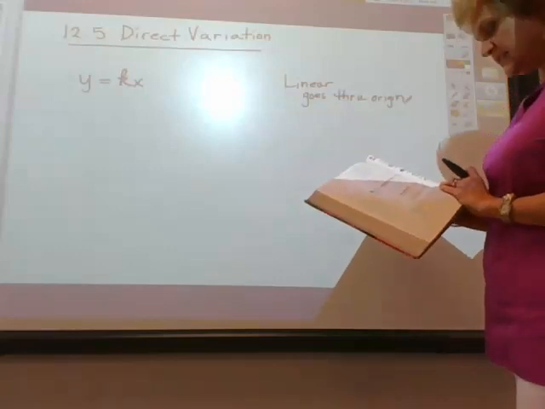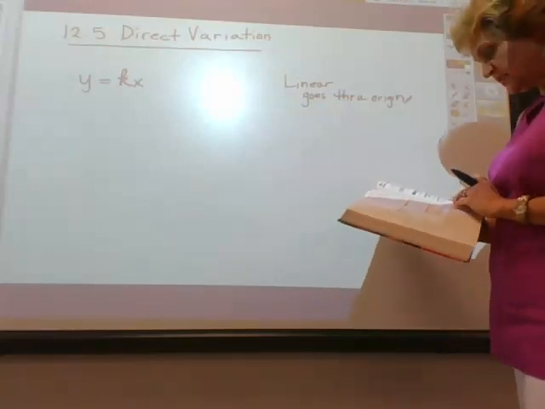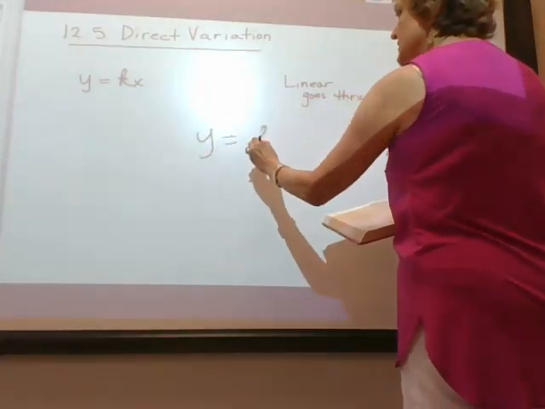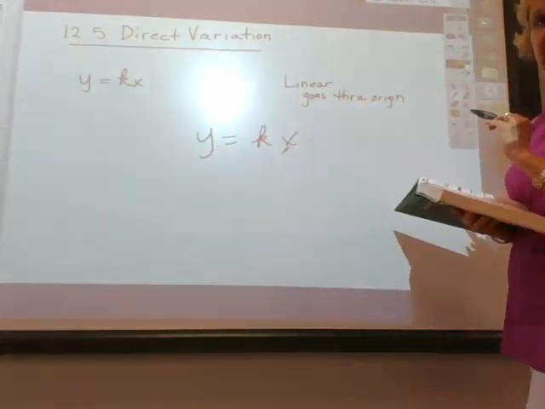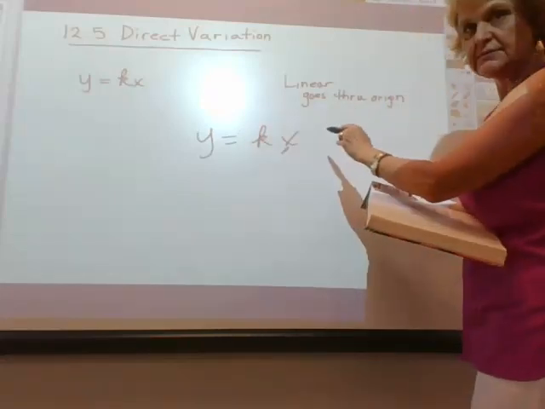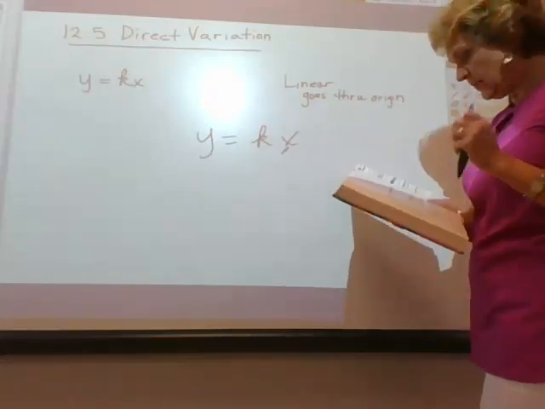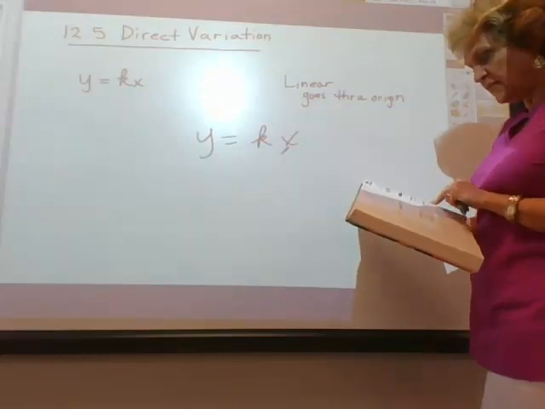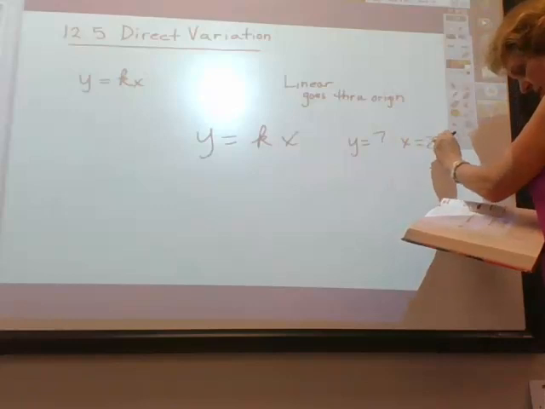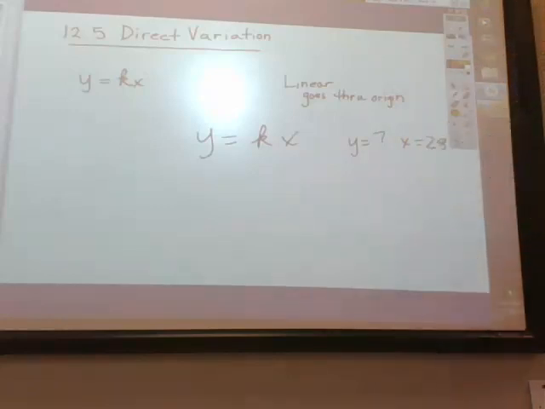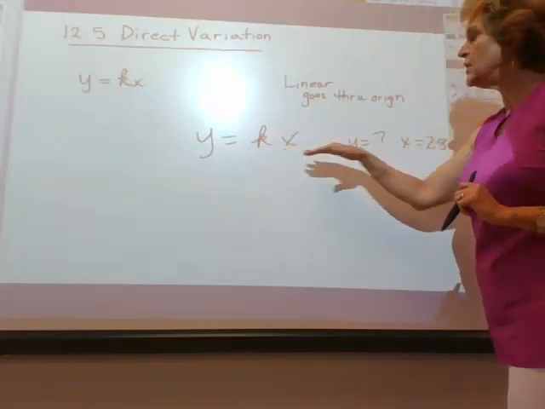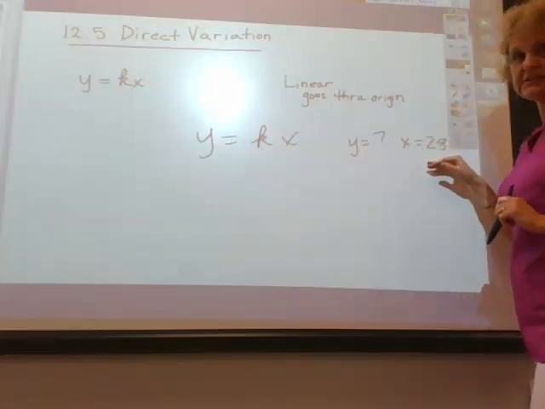example 1. It says find an equation of direct variation where y varies directly as x. So you start out like that. You have to remember that direct variation is this setup. All right, so if one pair of values is y is 7 and x is 25, okay? So that means we want to find the constant under these conditions.